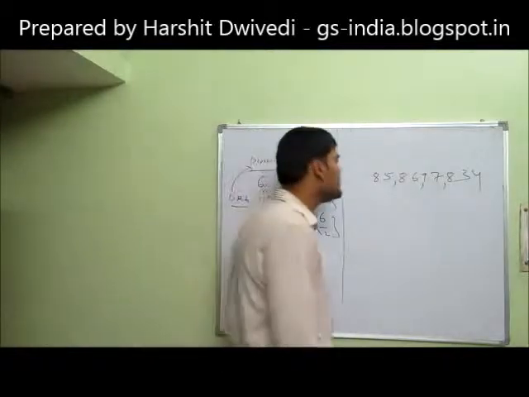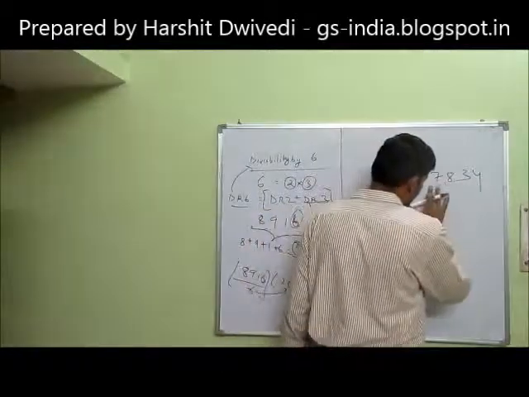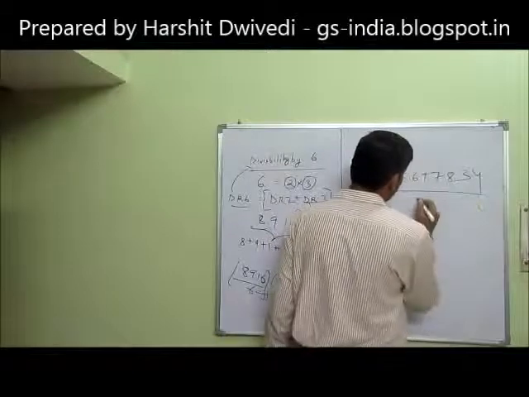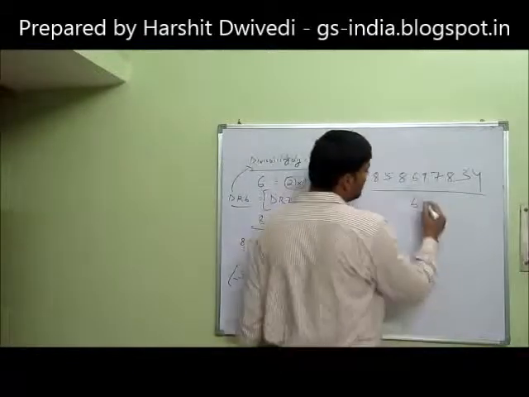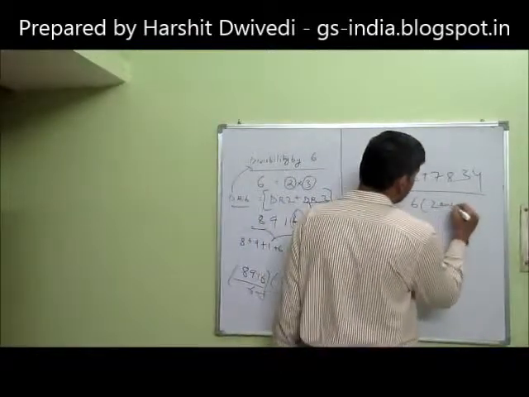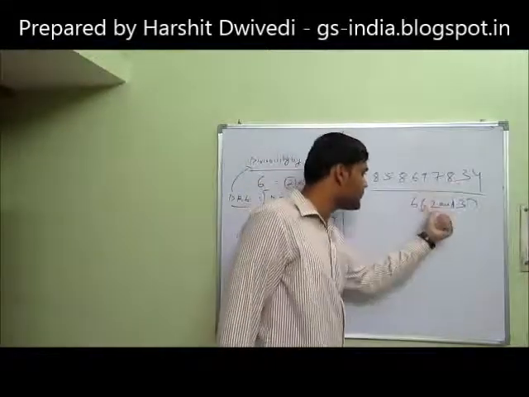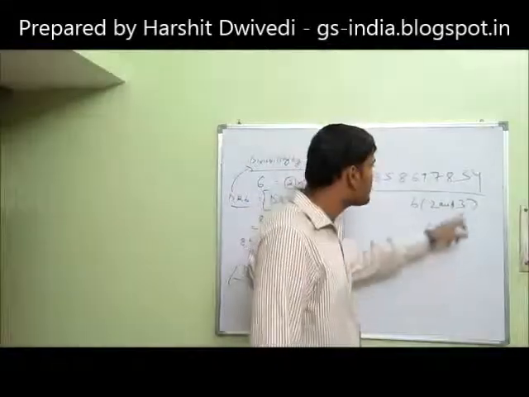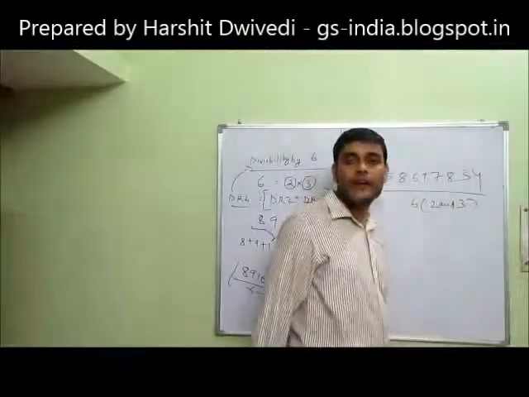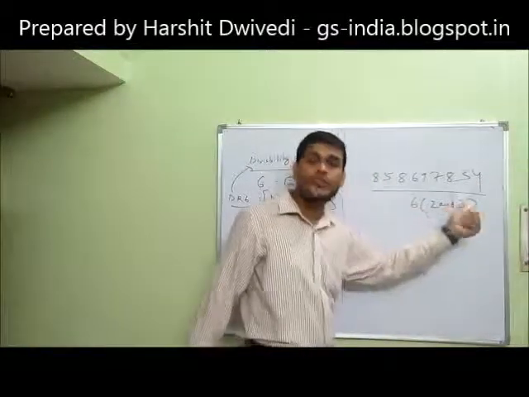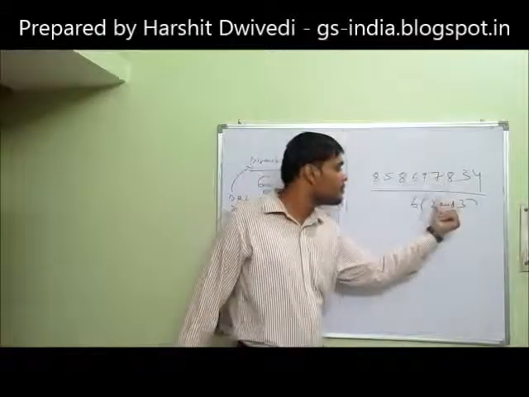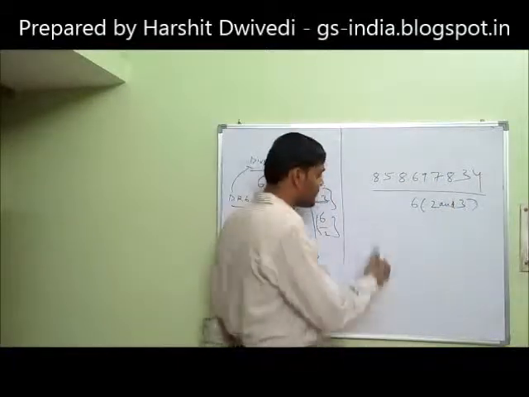Now if I have to check the divisibility of this 9-digit number by 6, automatically I have to check the divisibility rules of 2 and 3. Is this number divisible by 2? Yes, because the unit digit is 4. This 4 is even, so this whole number is also divisible by 2.